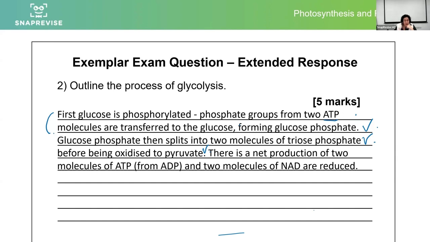The fourth mark is for stating the net production of ATP molecules. So net production of ATP molecules, 2, and 2 molecules of reduced NAD are mine. And then I get 1 additional mark for quality of written communication.